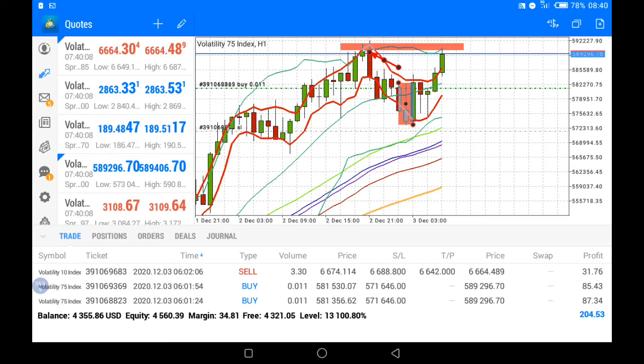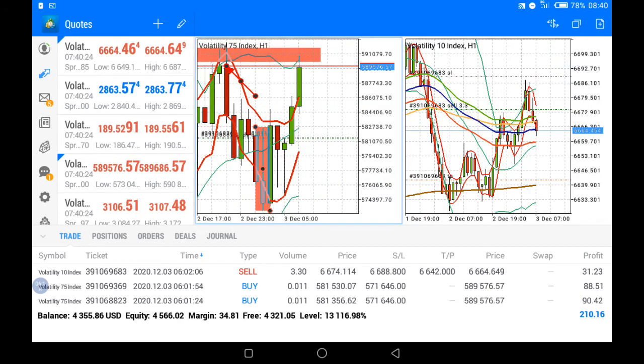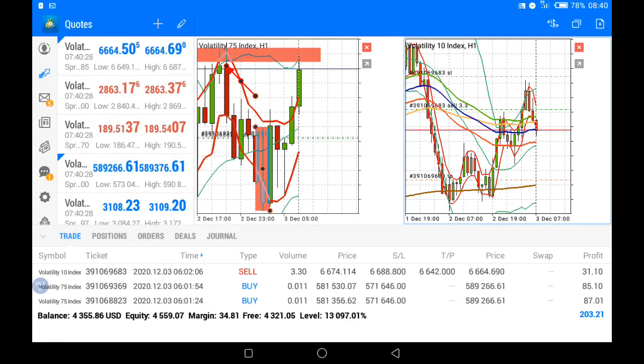Let's see the Volatility 10 index. Let's see why I chose to sell the Volatility 10 index.